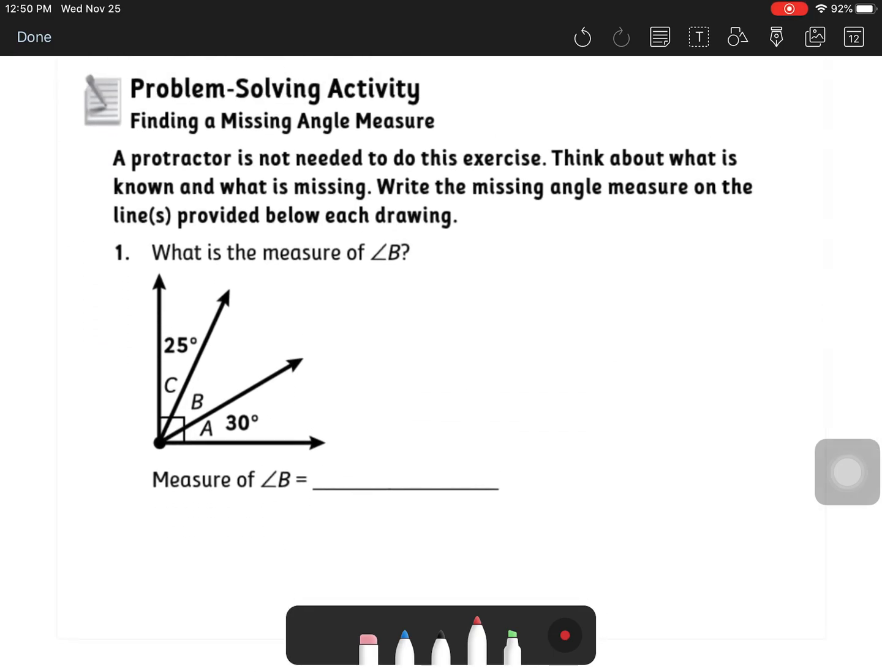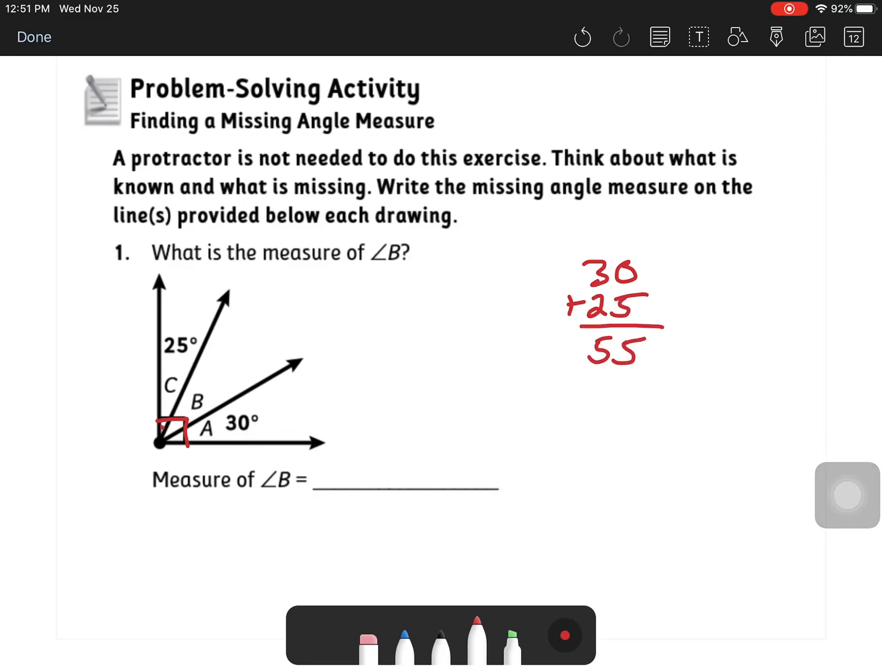Alright, so for these ones it says a protractor is not needed, but think about what's known and then try to figure out the missing angles. Okay, so what's the measure of angle B? Now remember, this little square right here, that means 90 degrees. That's a right angle. So I've got 25 and 30, so let's put those together. 25 plus 30, and that gives us 55.